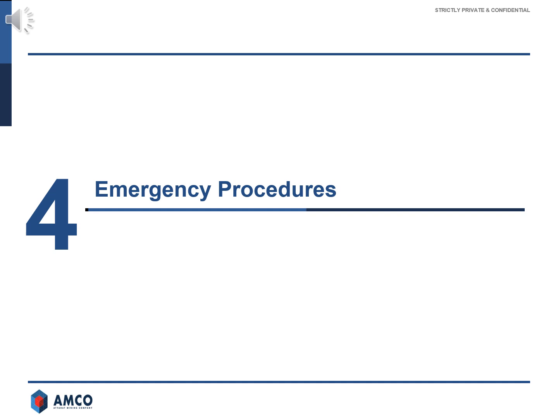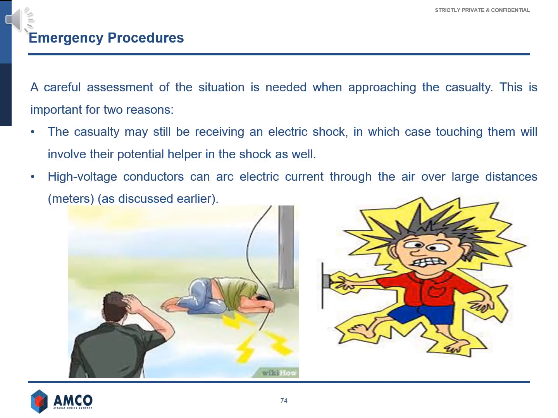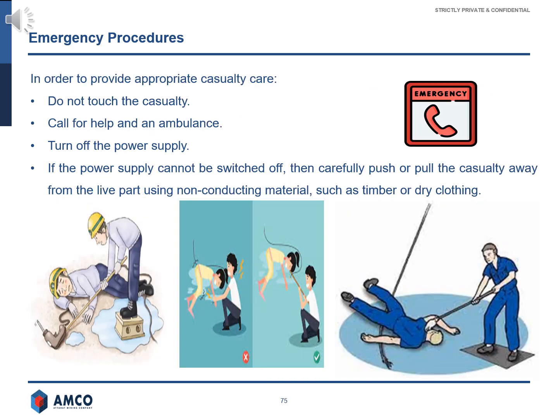Emergency procedures. A careful assessment of the situation is needed when approaching the casualty. This is important for two reasons. The casualty may still be receiving an electric shock, in which case touching them will involve their potential helper in the shock as well. High-voltage conductors can arc electric current through the air over large distances, meters, as discussed earlier. In order to provide appropriate casualty care, do not touch the casualty.